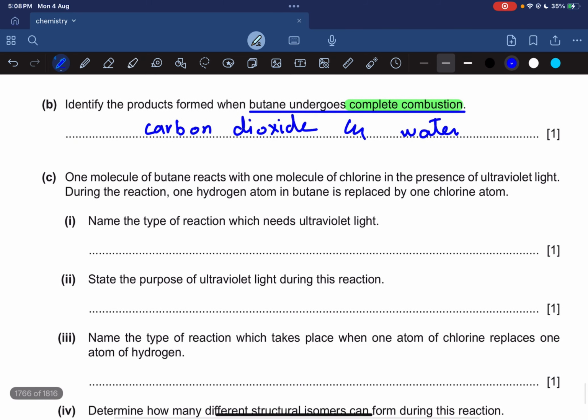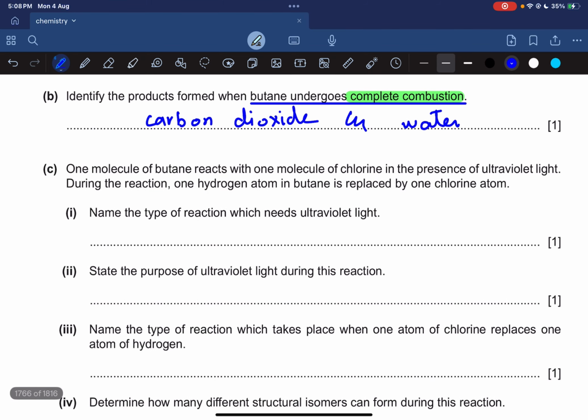Okay, 1 molecule of butane reacts with 1 molecule of chlorine in the presence of ultraviolet light. So what's basically happening is that you have an alkane, which is your butane, and then you have your chlorine, which is a halogen. During a reaction, which is called a substitution reaction, 1 hydrogen atom of butane is replaced by 1 chlorine atom. A substitution reaction.